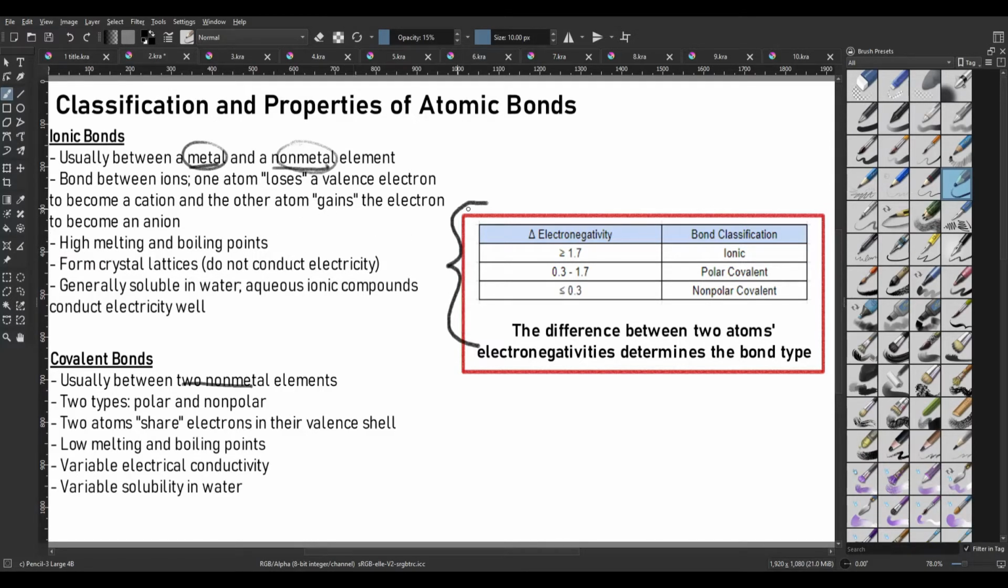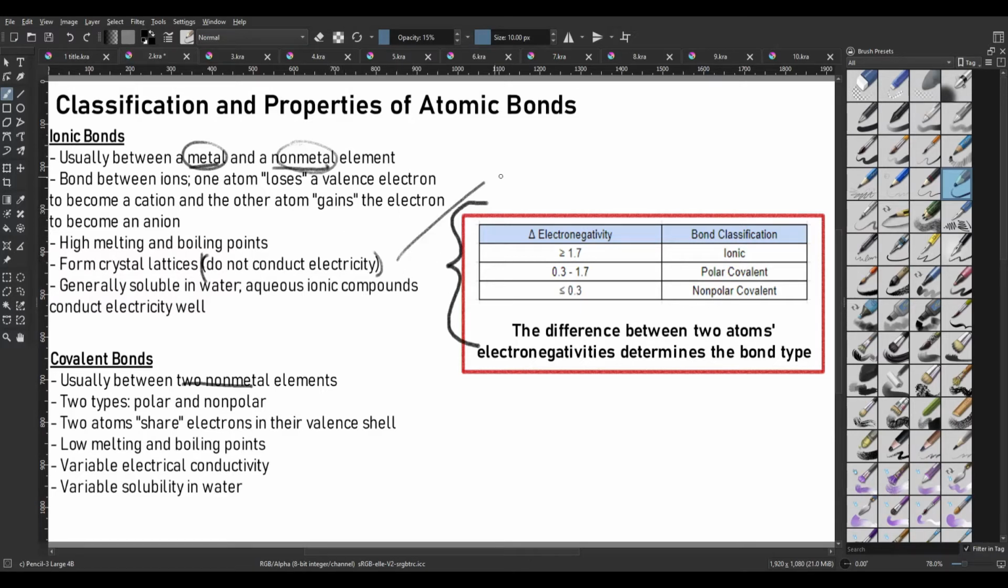Because of this high electronegativity difference, ionic compounds generally have really high melting points and really high boiling points. It's going to take a lot of energy to pull those things apart. They're going to form crystal lattices of ions, and importantly, these crystal lattices on their own, without being dissolved in anything, are not going to conduct electricity, because one atom has given up an electron and the other has taken it. Those electrons aren't free to move around, so electricity can't move.